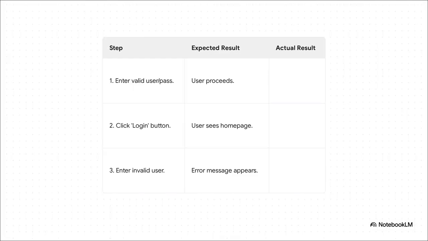And this right here, this is basically the tester's checklist. For every single step, there's an expected result. This is what should happen. But see that last column? Actual result? It starts out completely empty. The whole point of the hunt is to fill in that column and see if it matches what we expected. And when it doesn't, well, that's when we found something.